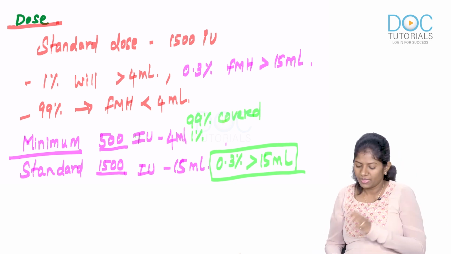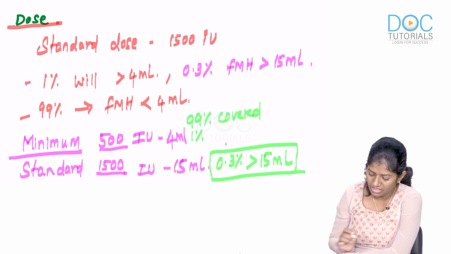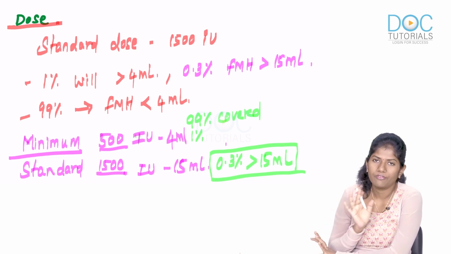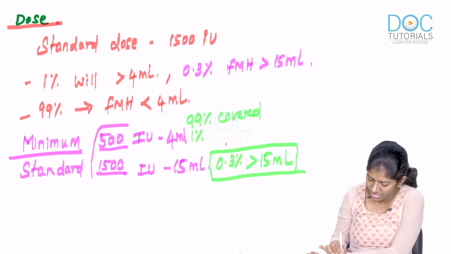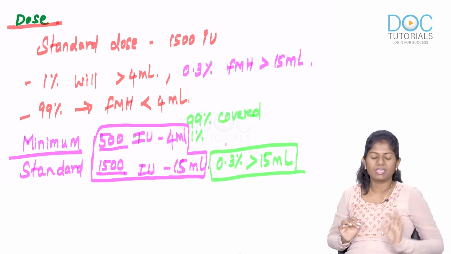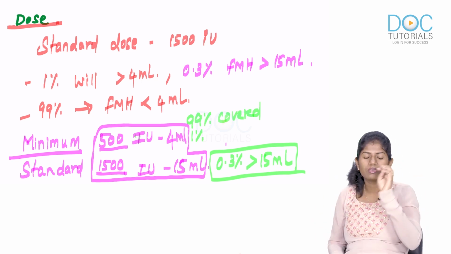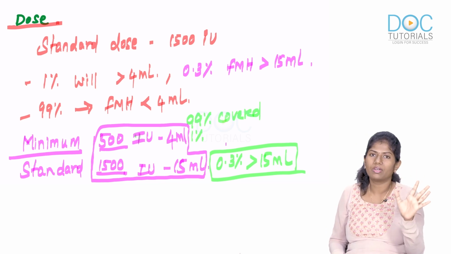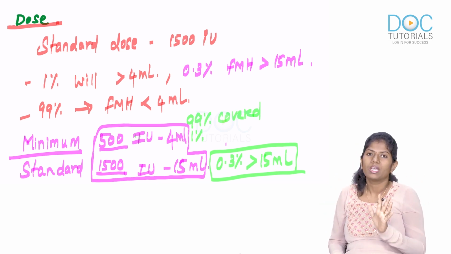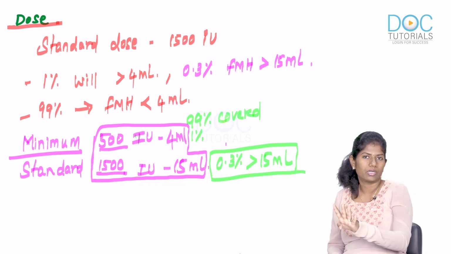So now I understand your doubt. 1500 is 15 ml, so 500 should be for 5 ml. That's what your doubt is, right? But the guideline says 500 is for 4 ml. Remember it this way only. 500 international units neutralize 4 ml. 1500 international units neutralize 15 ml. I know the numbers are not matching, but you have to remember it the way it is mentioned in the guideline. So don't ask me why, if 1500 is for 15 ml, 500 is not for 5 ml. Practically that is correct, but according to the guideline, it is 4 ml.